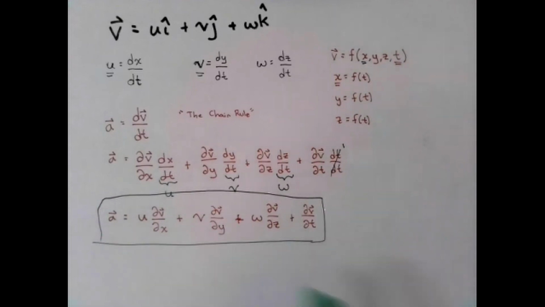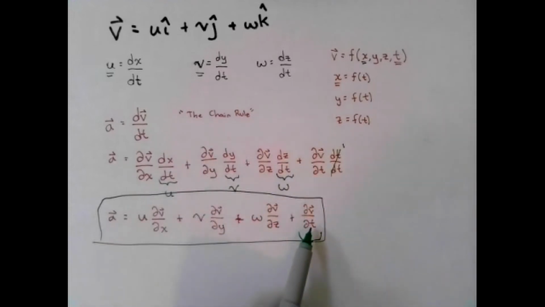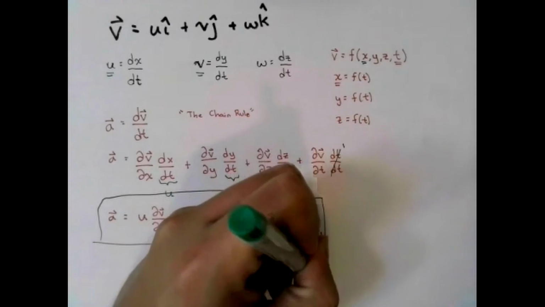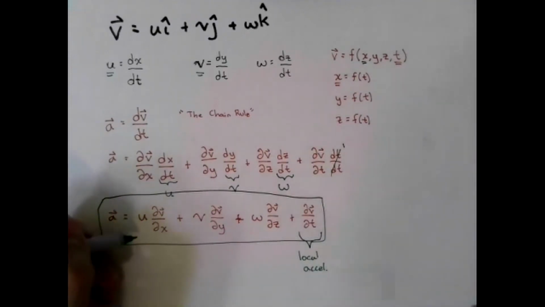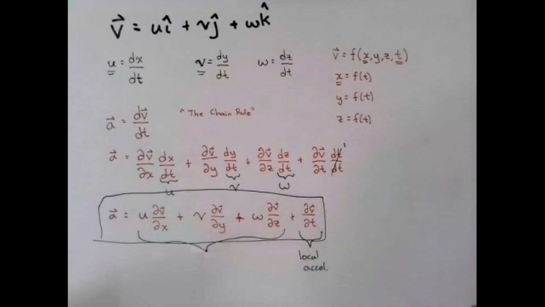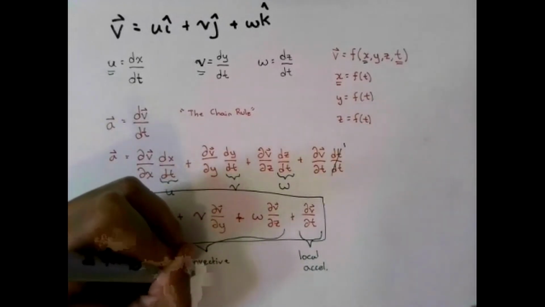We have different types of terms here, and there are different names that we give these terms. This time rate term, that is the acceleration based on time, is typically called the local acceleration. And then the space-based acceleration, which depends on x, y, and z, is called the convective acceleration.